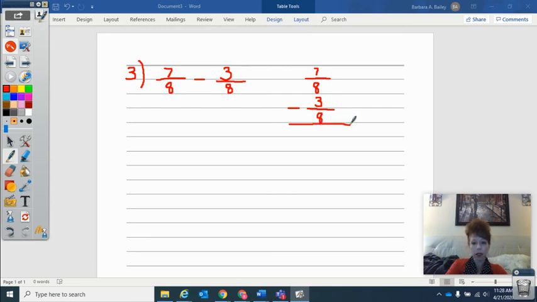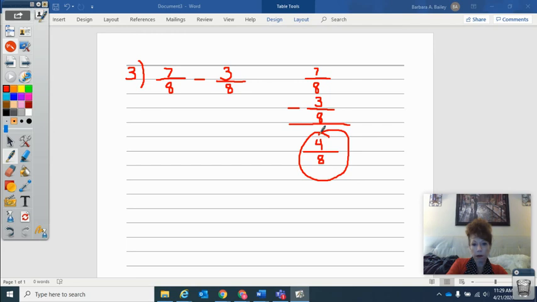Okay, remember we only subtract the numerator, so I'm going to have 7 minus 3. 7 minus 3 is 4. And then would I subtract 8 minus 8 and get a 0? No. Never subtract the denominators, and you never have a 0 in the denominator of a fraction. All right, so I'm just going to keep my 8. I have an 8 here, an 8 here, and I will also have an 8 here. Okay, and my final answer is 4/8.